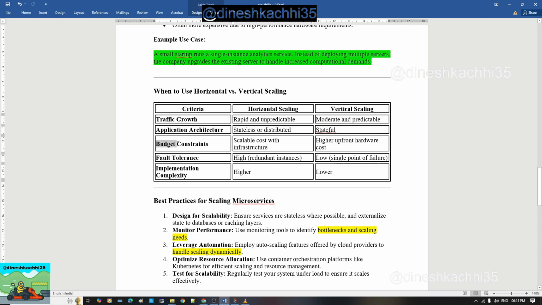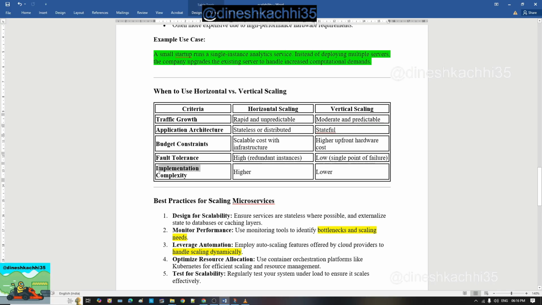And next is budget. Obviously, budget is the most important constraint. With horizontal scaling, cost scales with the infrastructure; with vertical scaling, there is a higher upfront hardware cost. Next is fault tolerance. If fault tolerance is an important criterion, then horizontal scaling is high because it provides redundant, separate instances, so the single point of failure decreases. But with vertical scaling, there is a single point of failure, so fault tolerance is low.